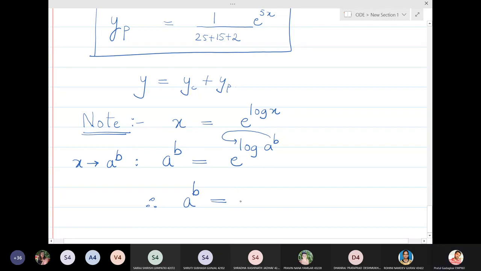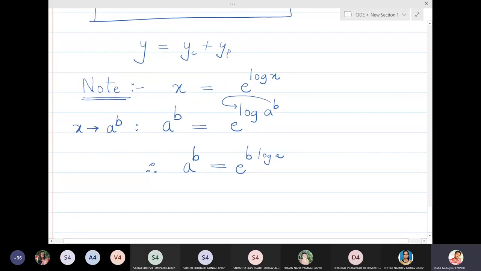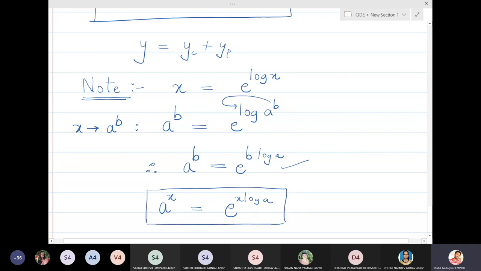Therefore, I'm getting that a raised to b is equal to e raised to b log a. This is the property of logarithm, that log of a raised to b can be written as b log a. Now this is going to help me when I want to write a power x. I can write a power x, using the same thing, as e raised to x log a. So this is going to help me in my problems. This is the first note.